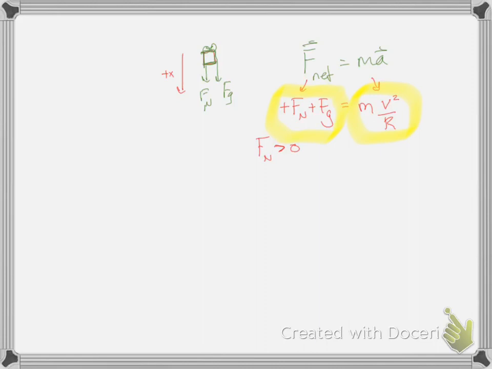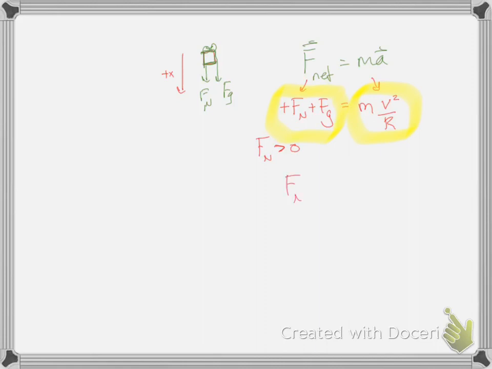and as v gets bigger, if we somehow got the cart to start on a higher hill, so it's going faster and faster when it gets to the top, then Fn gets bigger, right? So the question is what is the minimum velocity for which there is still an Fn? And that minimum velocity is when Fn is equal to 0.